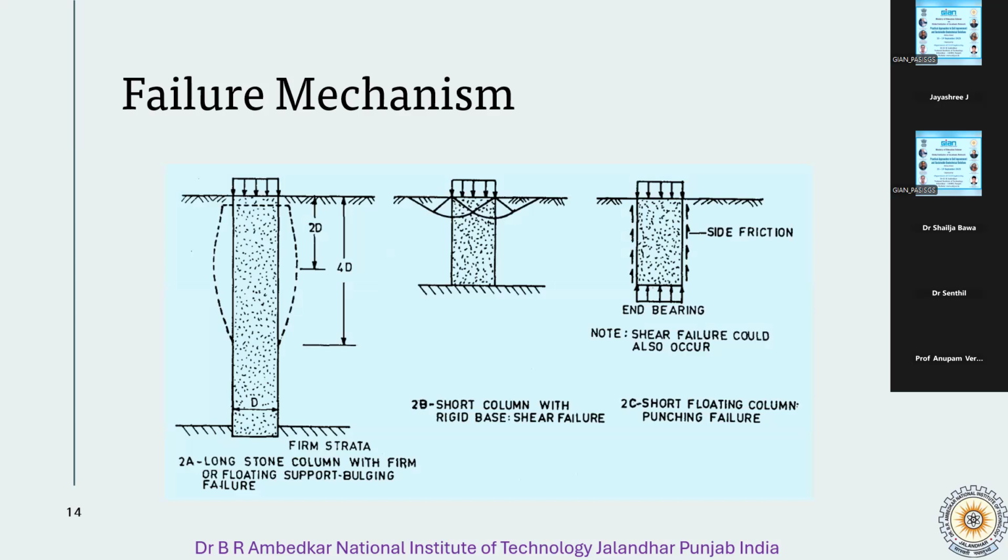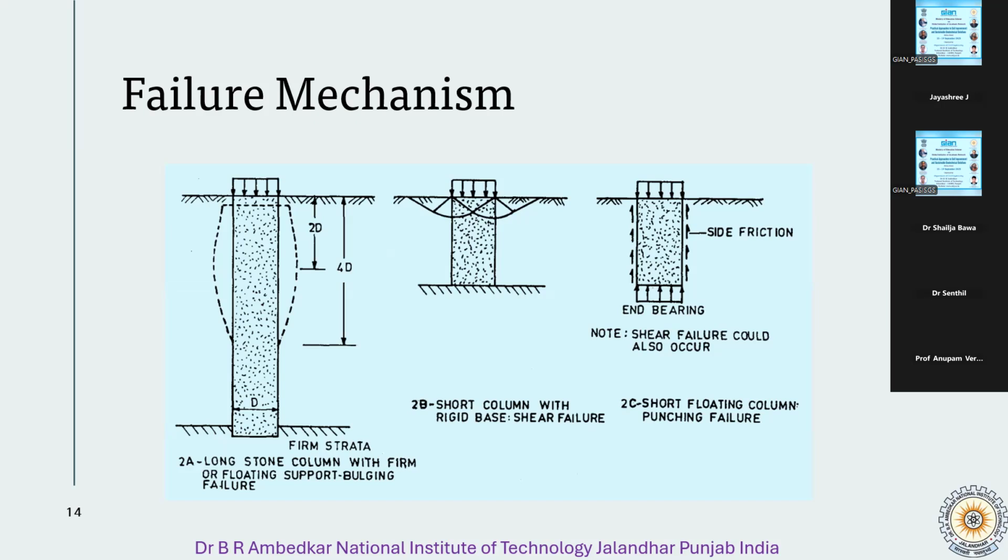Failure mechanism. If you consider a single stone column loaded over its area, how it fails will depend upon the length of the column. For columns having length greater than the critical length, and what is that critical length? That is about 4 times the column diameter. Then whether it is end bearing or floating, it will always fail by bulging.